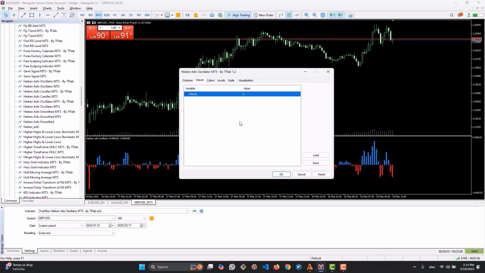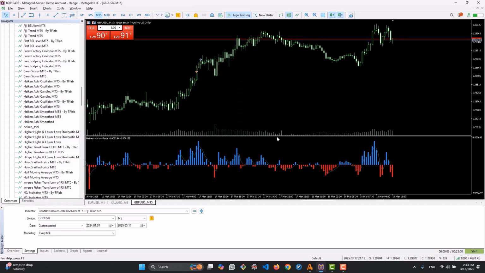In the input settings of this indicator, there is also a period for the moving average applied to these histograms, which we can adjust according to our own strategy. Let's watch a live test of this indicator on the MetaTrader 5 platform.